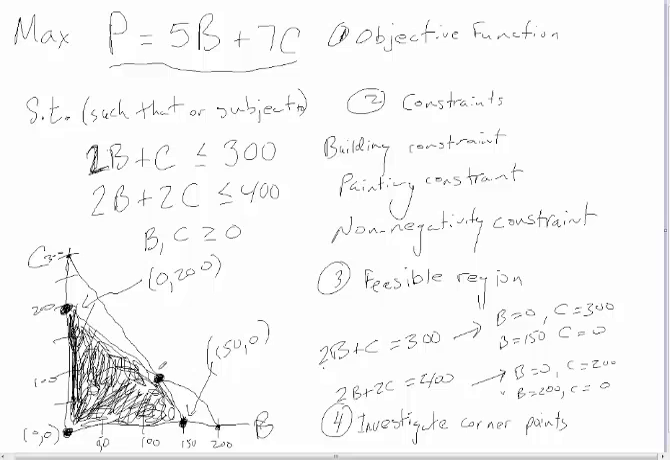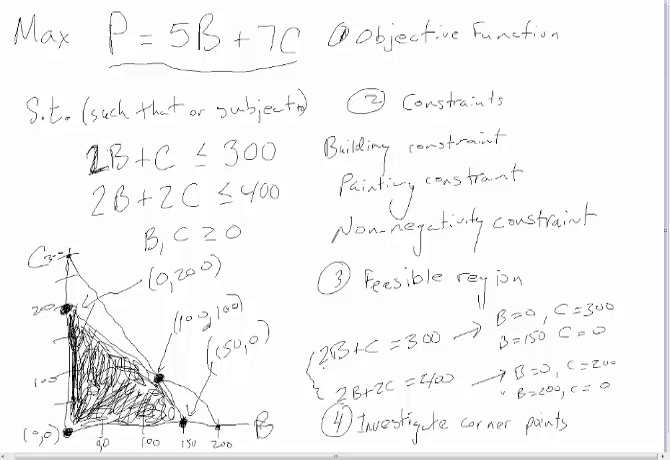Well, what's this point here? It's where these two lines intersect. So where 2b plus c equals 300 and 2b plus 2c equals 400. Here's a system of equations right here, these two. I can solve it. I can subtract the top equation from the bottom equation. Subtracting 2b from 2b gives us 0. Subtracting c from 2c gives us c. Subtracting 300 from 400 gives us 100. So c equals 100. And if c equals 100, b is going to equal 100, because 2 times 100 plus 100 is 300, and 2 times 100 plus 2 times 100 equals 400.